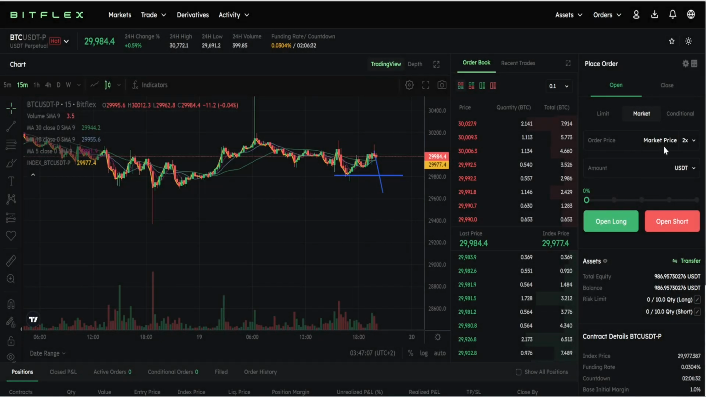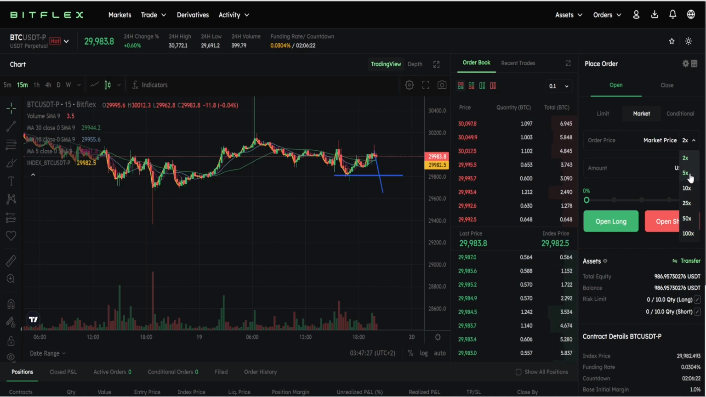Okay, so let us now take a market execution. We're going to open a long position right here. So we obviously need to choose what leverage we want to have. So you can see that we have from 2x up to 100. I would never recommend 100 if you are not a super experienced trader and you know what you are doing.